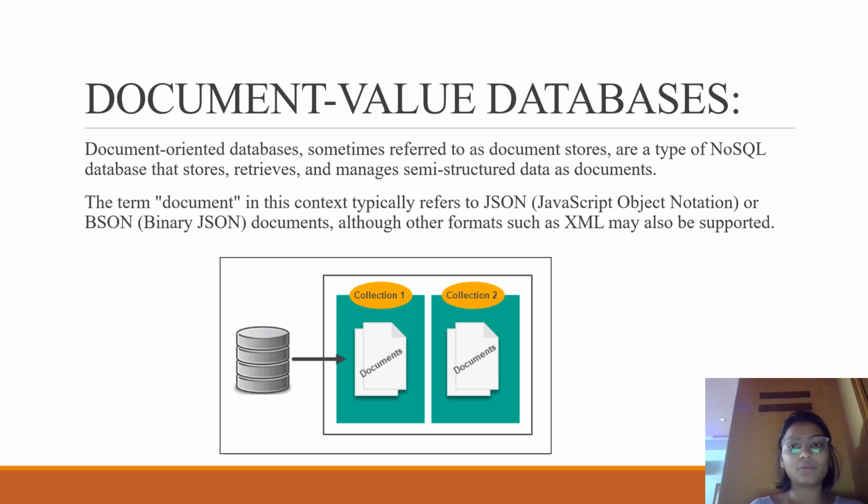Now we'll see document value databases. Document-oriented databases, sometimes referred to as document stores, are a type of NoSQL database that stores, retrieves, and manages semi-structured data as a document. Here, the term document typically refers to JSON or binary JSON documents, although other formats such as XML may also be supported. If you see here, in a document oriented database, there is a collection of documents stored. They can be retrieved, managed, etc.